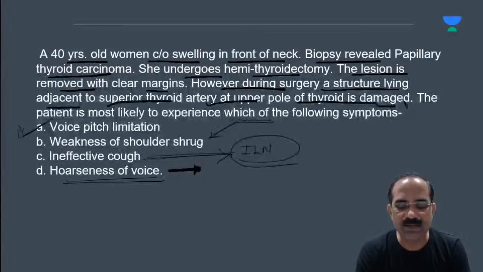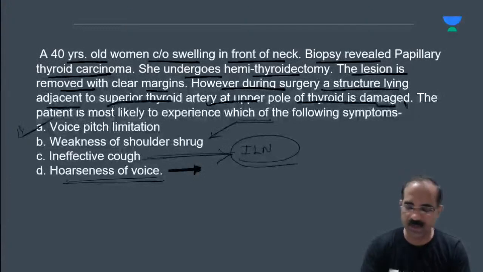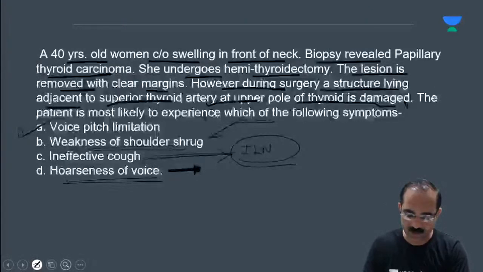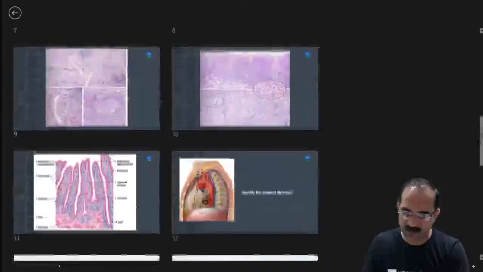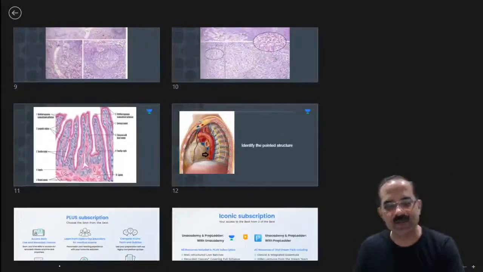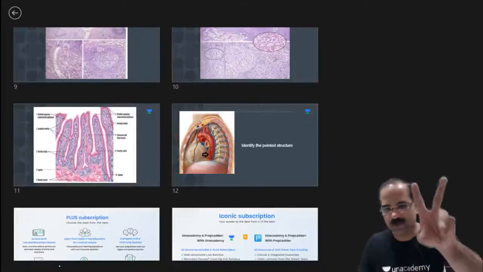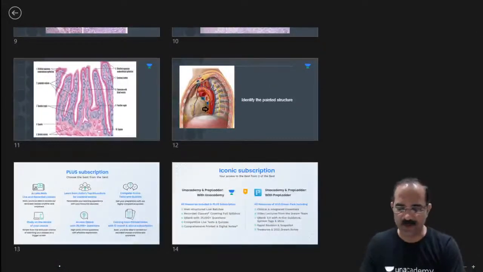The spinal accessory nerve supplies what? Sternocleidomastoid and trapezius. That's the spinal accessory. So weakness of shoulder shrug would be due to damage to the spinal accessory nerve. Perfect, children. Good. Great going. You're doing well. Chalo, I'll just brief you about our platform. Just give me 2-3 minutes. Then we come back to our MCQs.